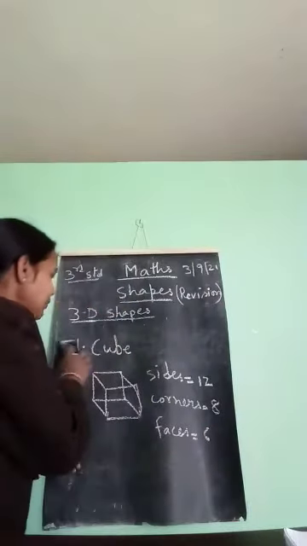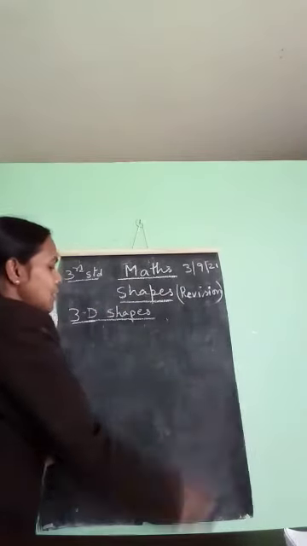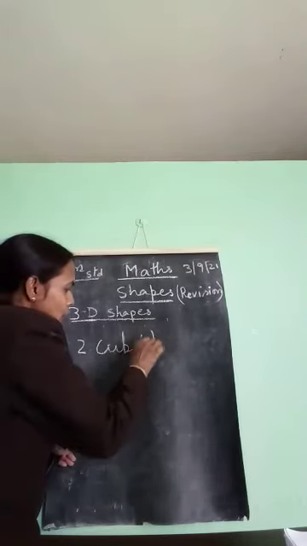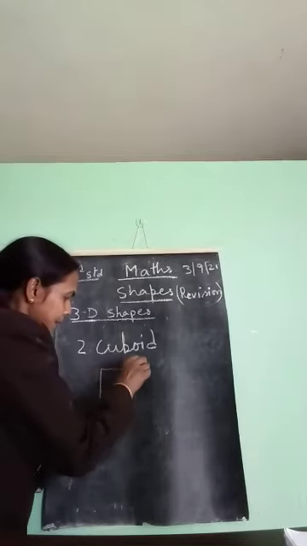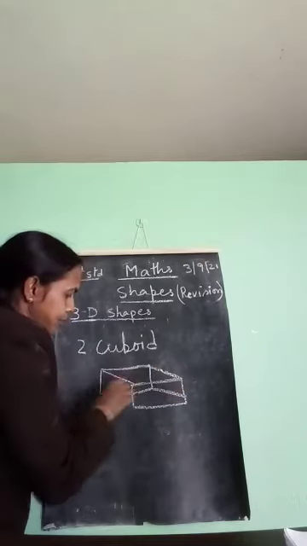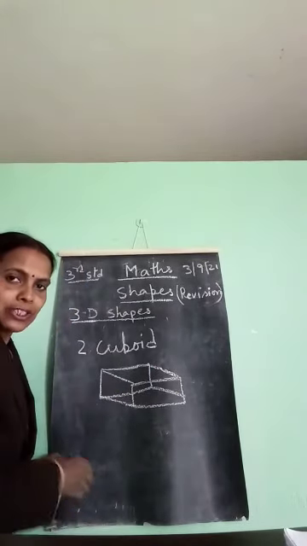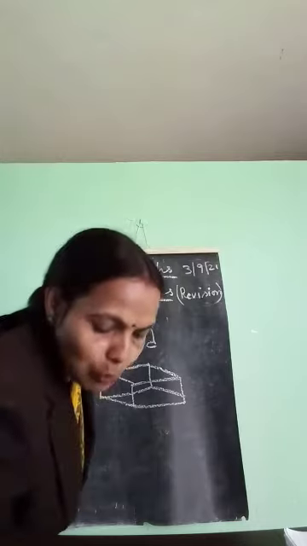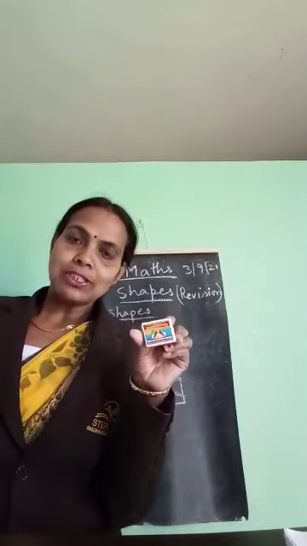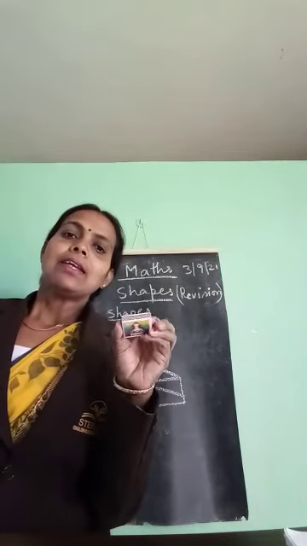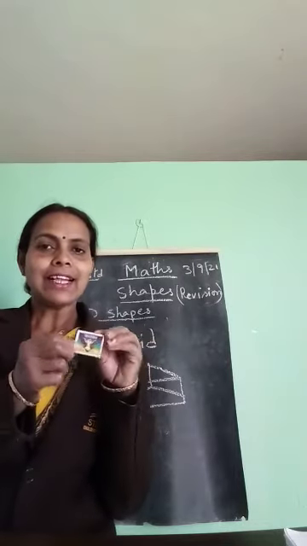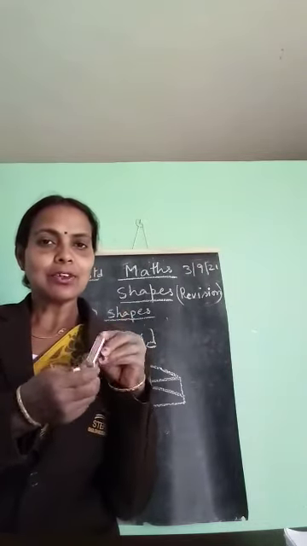Now next one is cuboid. Next shape is cuboid, which I am going to teach you. This is cuboid shape. See this? This matchbox is cuboid shape. Here, all the faces are rectangular.